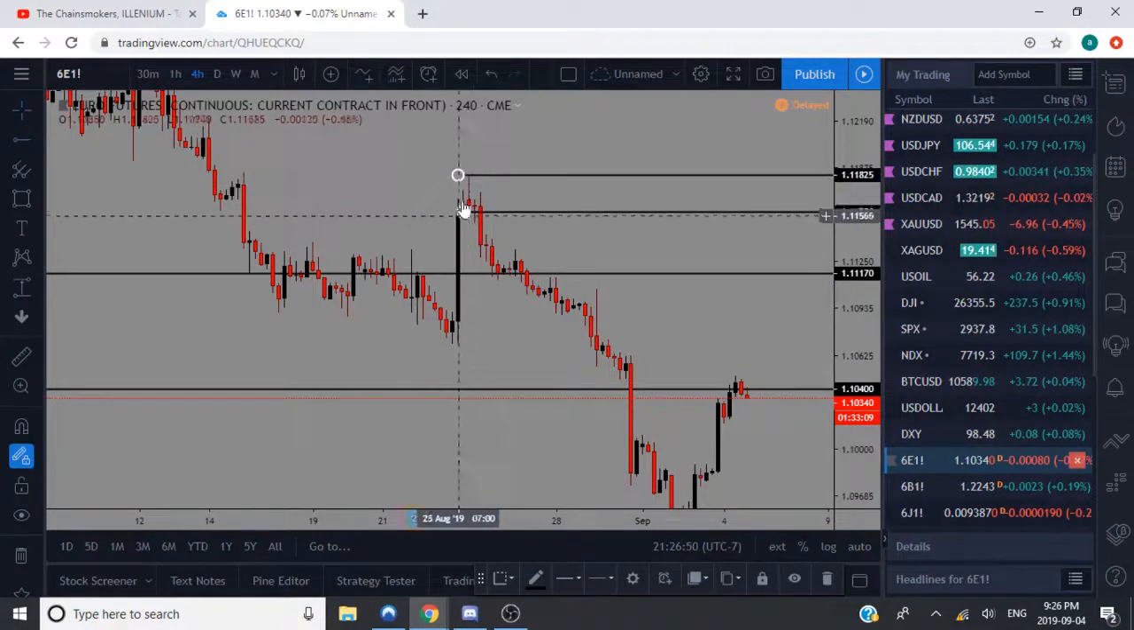As for supply, definitely up in here is where the next selling opportunity might be on the euro.